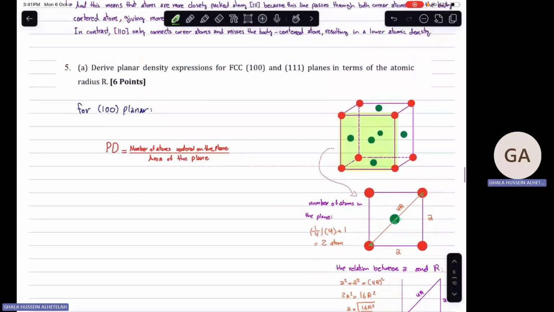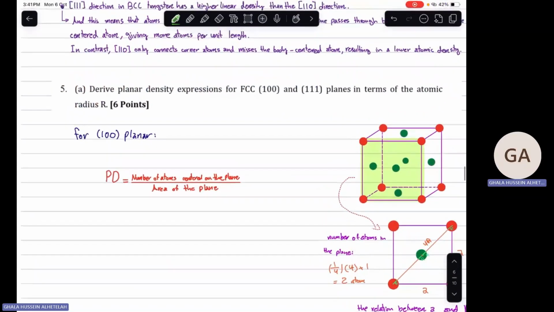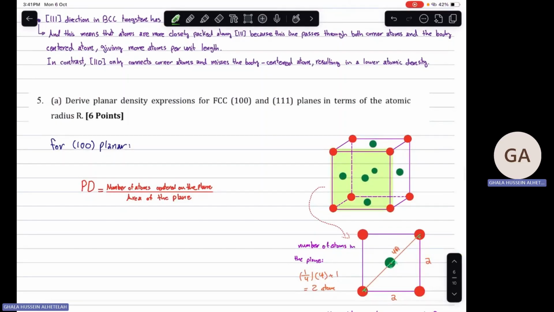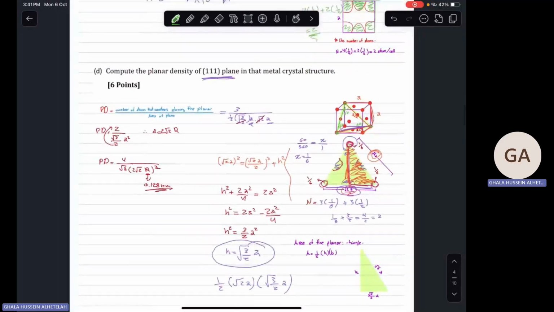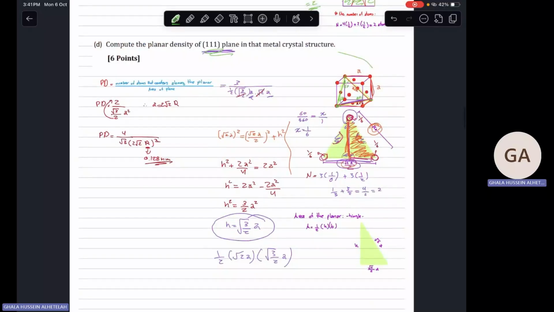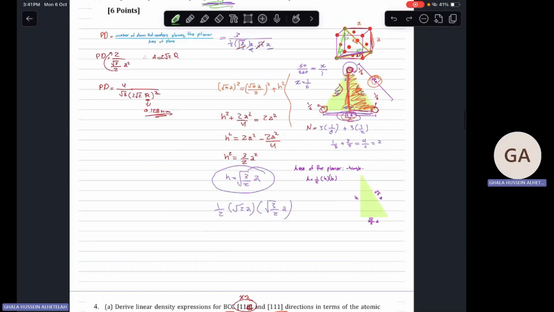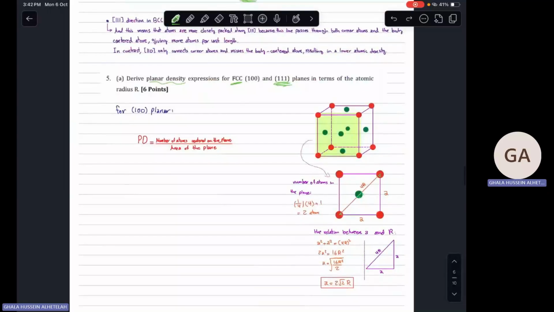Okay, let's move on to the fifth question, where he asked us to derive the density expression for the FCC 100 and 111 planes in terms of the atomic radius. As you can see, we already found the planar density of 111 previously in this homework. We found the 111 planar density for the FCC, and it is going to be the same as that question, for just the 111.